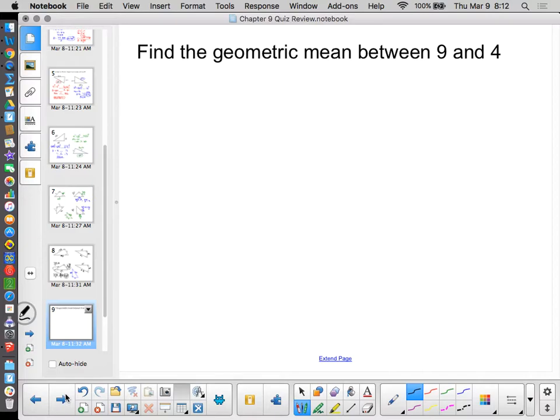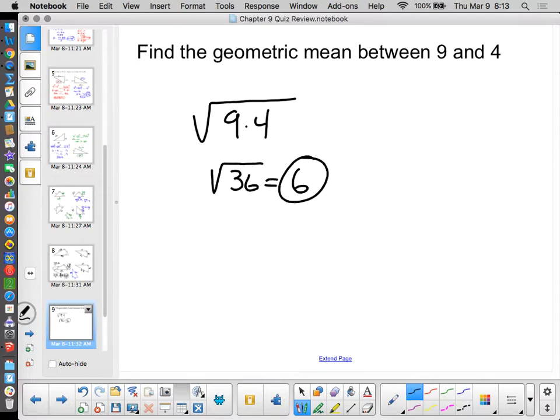Find the geometric mean between two numbers. How do we do it? This should be a freebie problem for everybody. Find the geometric mean between two numbers. How do you find geometric mean? Multiply the two numbers and take the square root. What's 9 times 4? And simplify it, which is awesome here because that's a whole number.